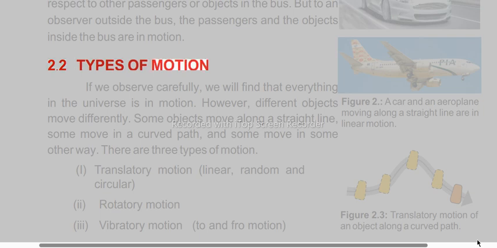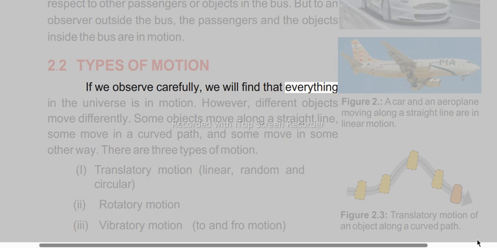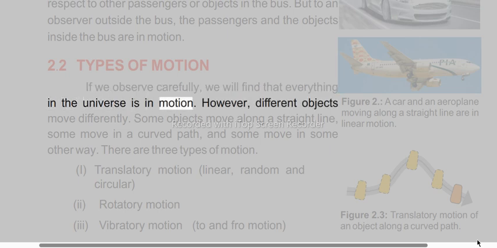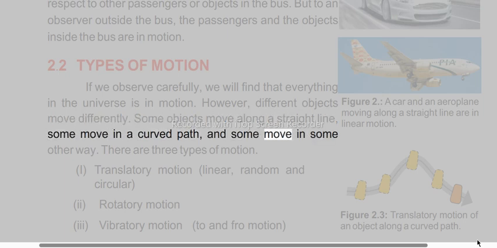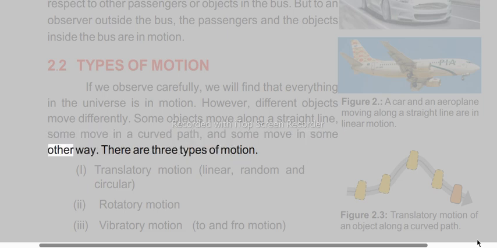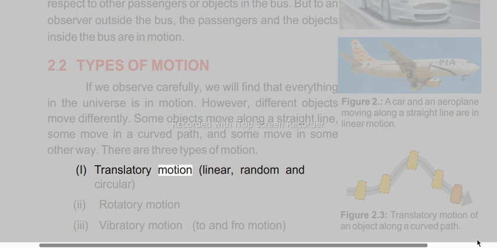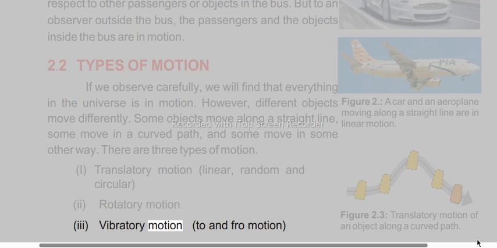2.2 Types of motion. If we observe carefully, we will find that everything in the universe is in motion. However, different objects move differently. Some objects move along a straight line, some move in a curved path, and some move in some other way. There are 3 types of motion. 1. Translatory motion: linear, random and circular. 2. Rotatory motion. 3. Vibratory motion, to and fro motion.